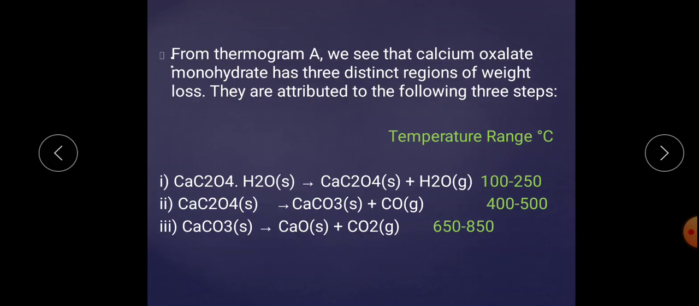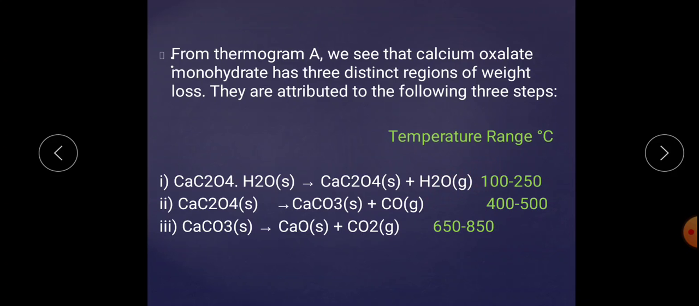Now when we are considering the first thermogram, these are the various reactions. We know that for calcium oxalate monohydrate there are three distinct regions of weight loss: first, second and third. What is the reason behind that? When calcium oxalate monohydrate is heated between 100 and 250 degrees Celsius, it gets converted into anhydrous calcium oxalate with a loss of water, and the weight loss is because of the loss of water molecules.